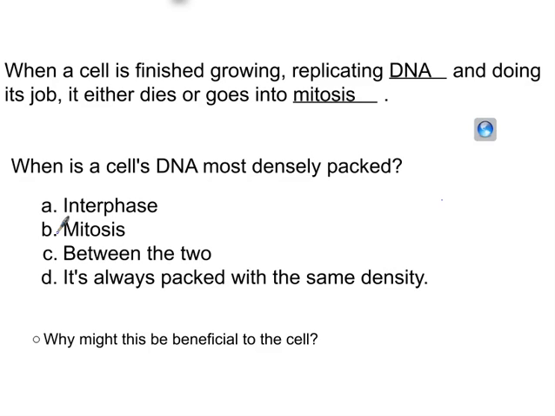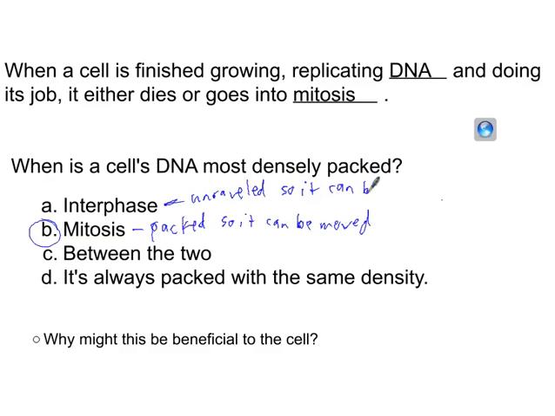Most densely packed, mitosis. Packed so it can be moved. In interphase, it's unraveled. Why? So the proteins can copy. Yeah, that's one thing. Also, so DNA can be copied. In other words, it's unraveled so it can be used. Does that make sense?